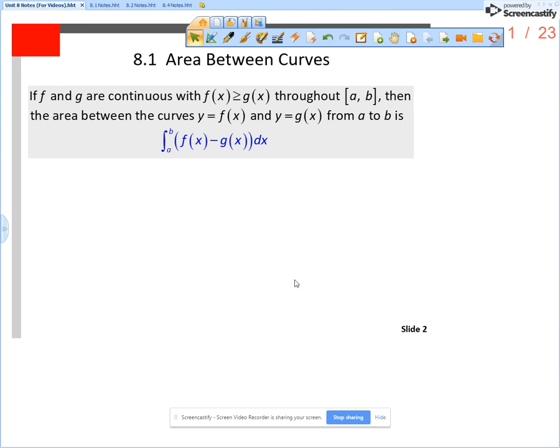This is the video for section 8.1 notes, slides 2 through 4.